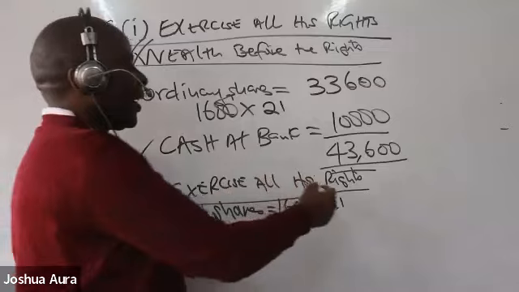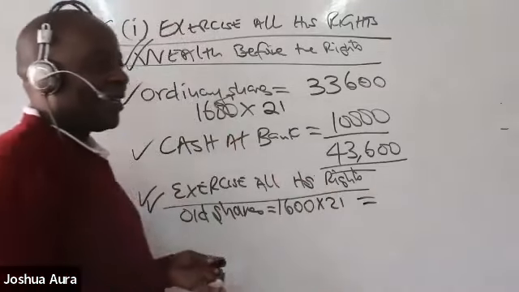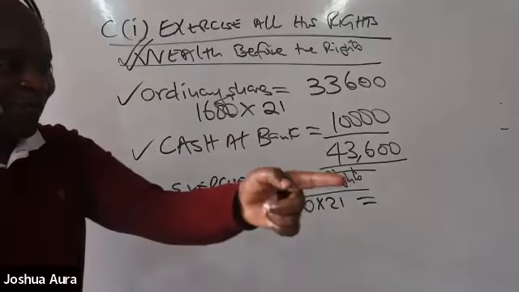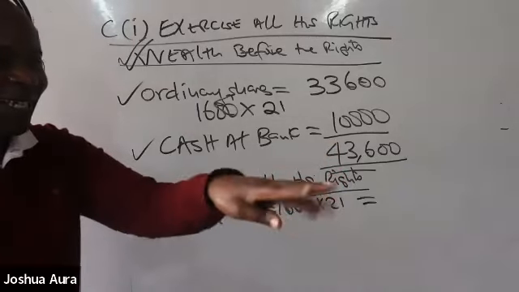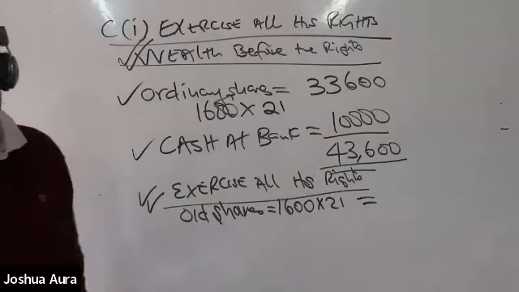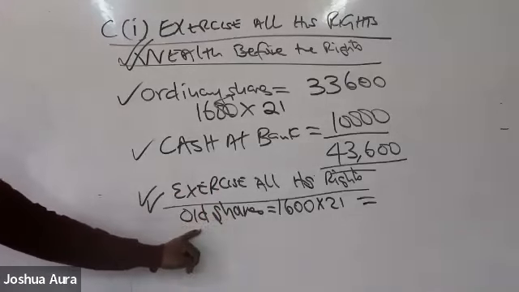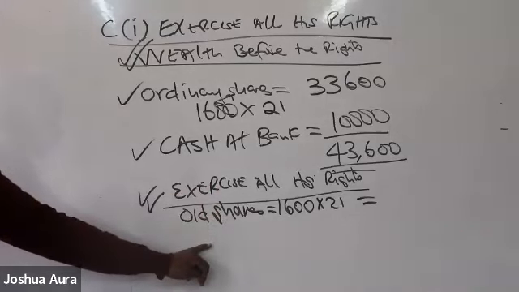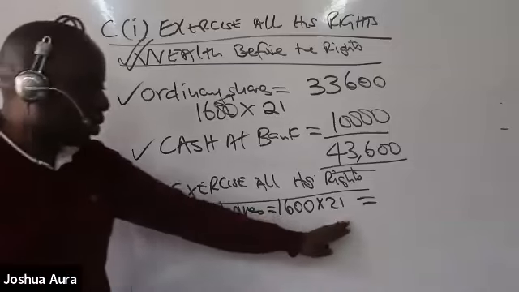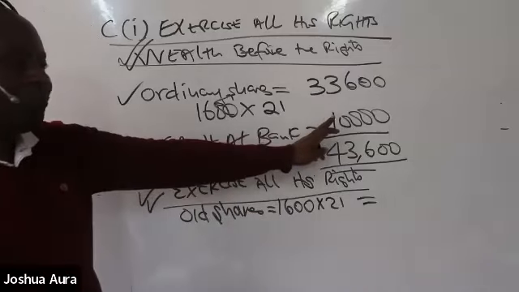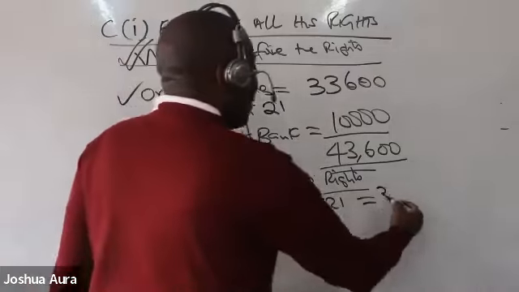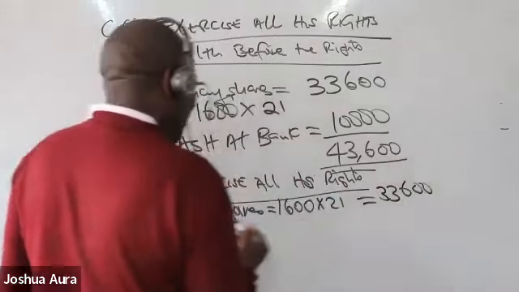This one has started to be shocked. The sugar has started to drop. The sugar has started to drop in the body, we shall overcome. Remember, he has exercised rights, he will still remain with his old ones, and then the new shares below. So old shares, 1,600 times 21, which gives me how much here, somebody? 33,600, isn't it?